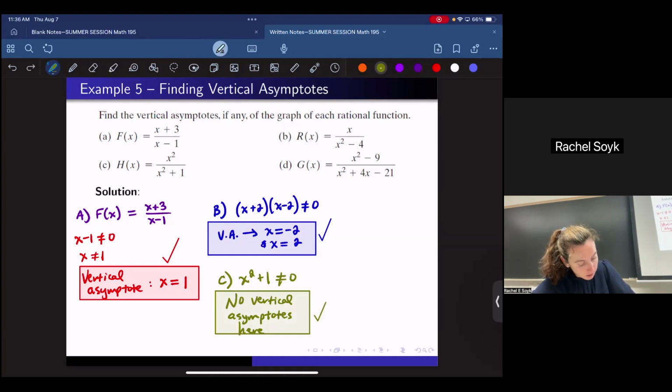And then finally, we have that last one, a trinomial in our denominator. So let's see if we can factor that.